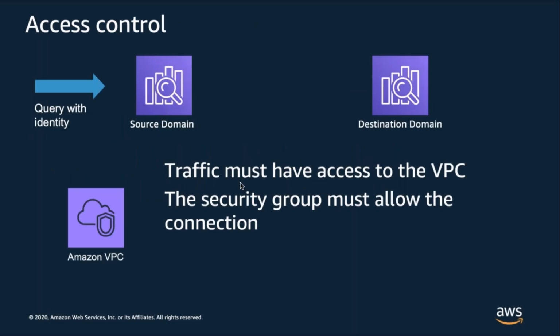Access control would seem a little bit tricky, but actually it's pretty straightforward. Traffic, first of all, must have access to the VPC. So if you've deployed your Amazon Elasticsearch Service domain in a VPC, the traffic itself has to be able to get to your endpoint. And the security group here is the way that you can intervene to limit the interaction in the traffic.